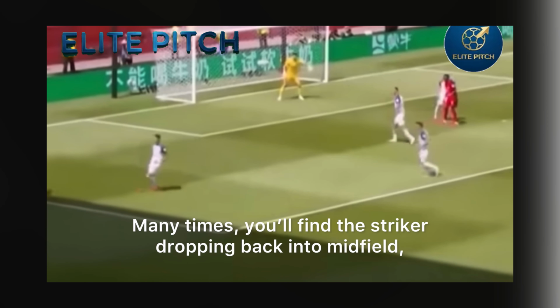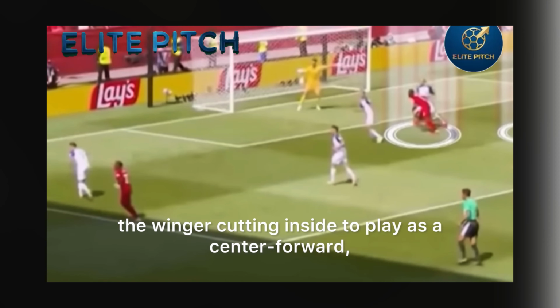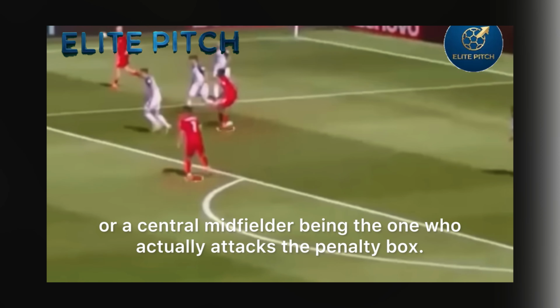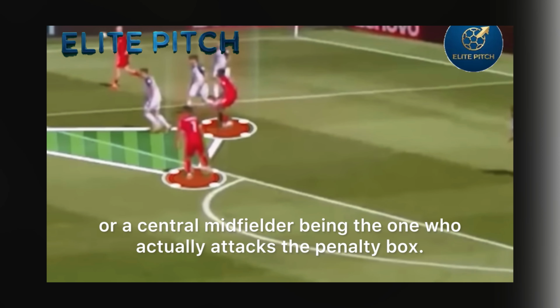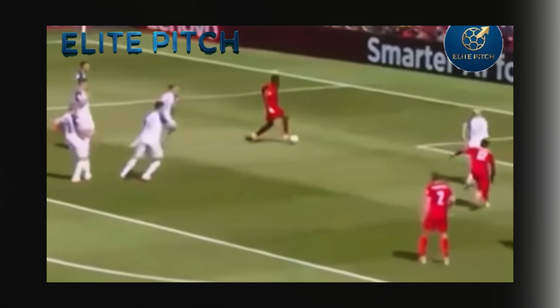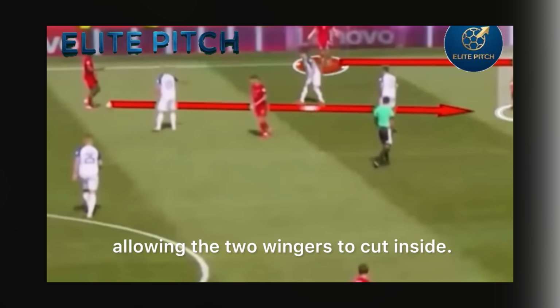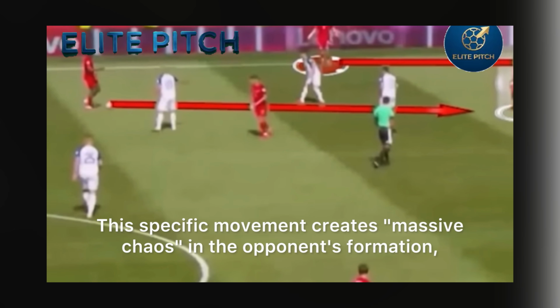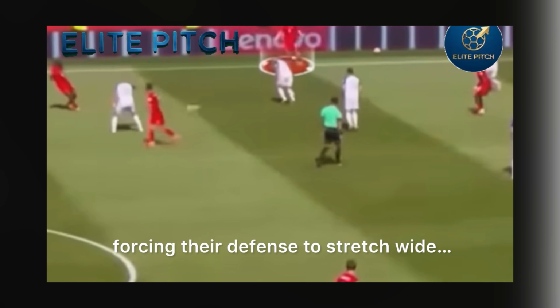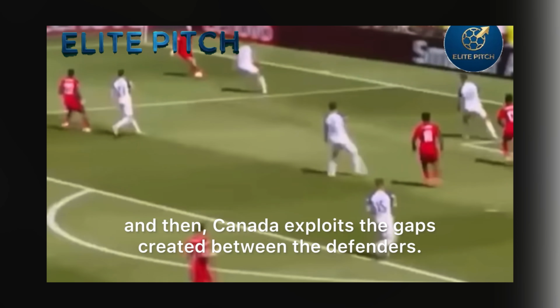Many times, you'll find the striker dropping back into midfield, the winger cutting inside to play as a center forward, or a central midfielder being the one who actually attacks the penalty box. Both fullbacks play a huge role in the Canadian attack. They constantly push forward to provide width on the flanks, allowing the two wingers to cut inside. This specific movement creates massive chaos in the opponent's formation, forcing their defense to stretch wide. And then, Canada exploits the gaps created between the defenders.